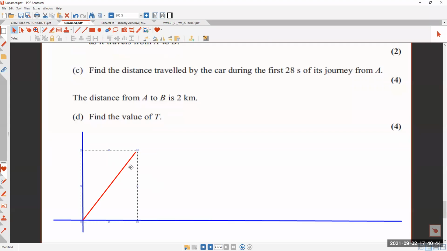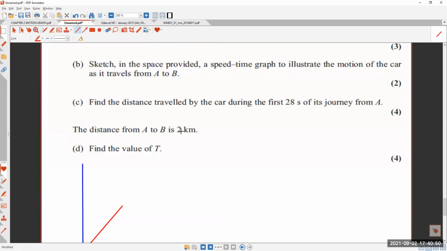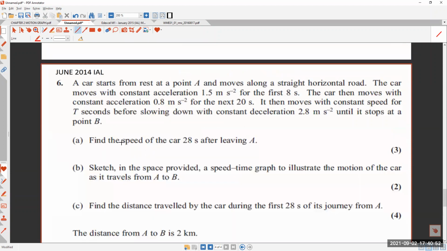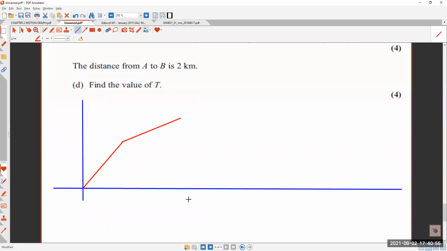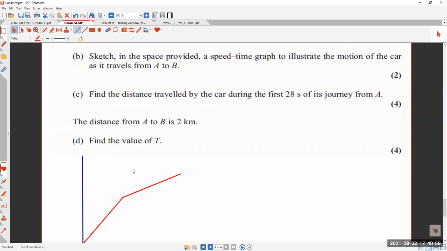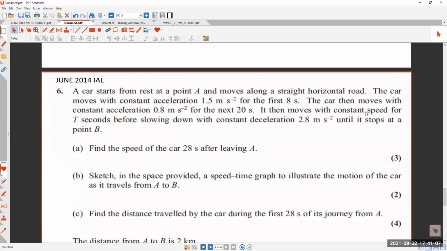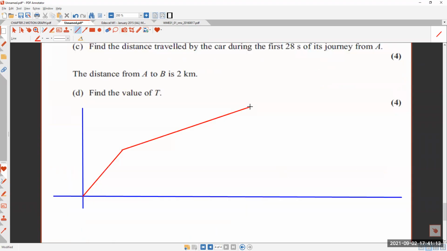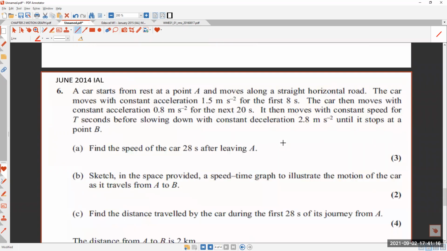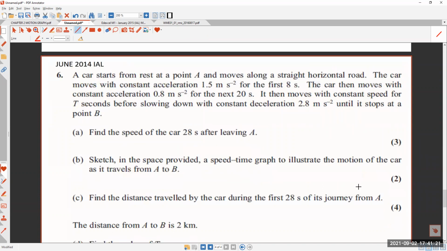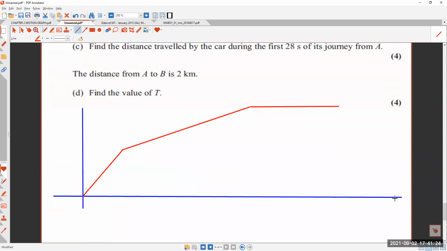So several concepts are coming together here, so I'm keeping it simple. The slope for 0.8 will be smaller, because initially it was 1.5, so the slope will be less than 1.5. So let it be something like this. For the next 20 seconds. It then moves with constant speed for t seconds, before slowing down with a constant deceleration of 2.8 meters per second squared. This is the whole graph.